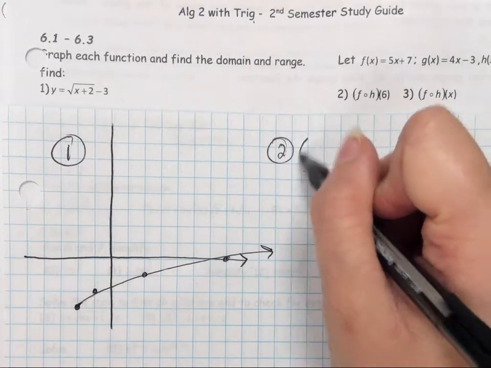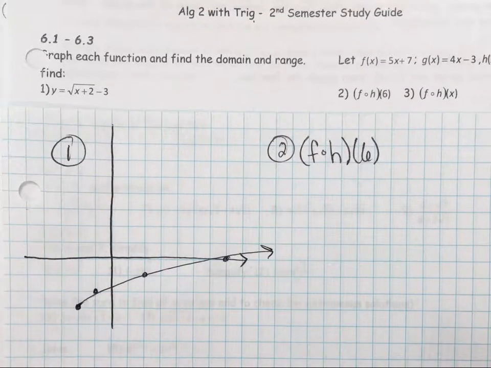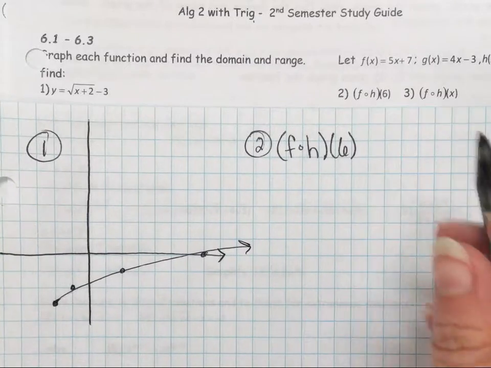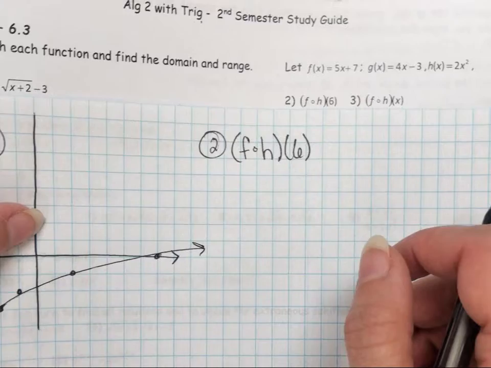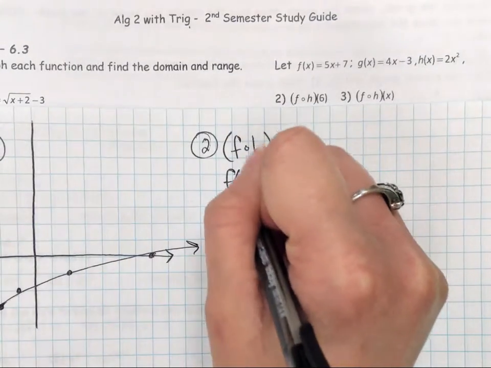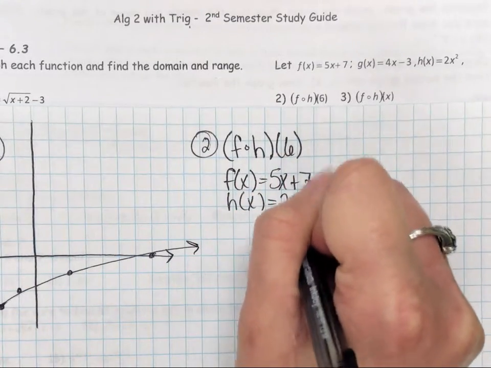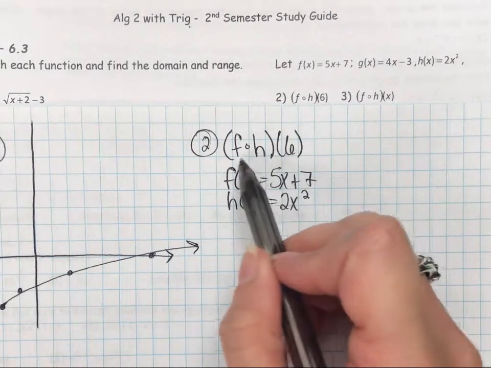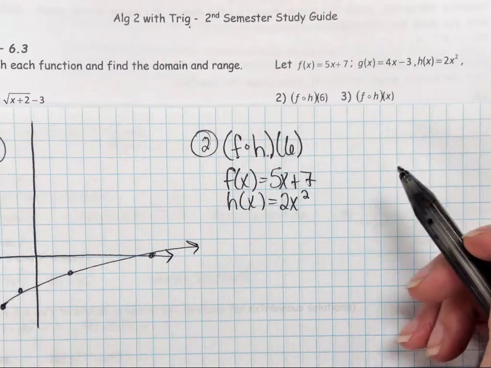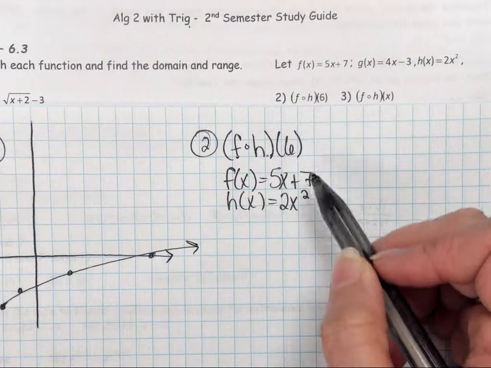Alright, number 2. So it says F composition of H of 6. Okay? So first things first, what is F of X and what is H of X? F of x is 5x plus 7. H of x is 2x squared. Okay, so where are we going to plug the 6 into first? Are we going to plug the 6 into F of X first or into H of X first?